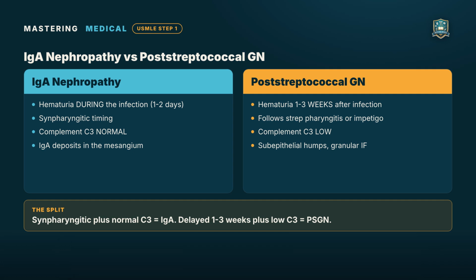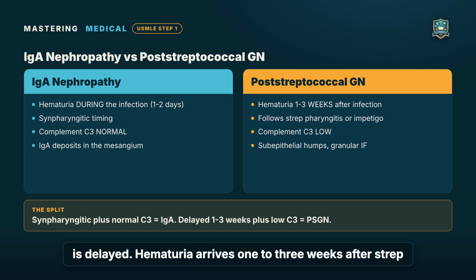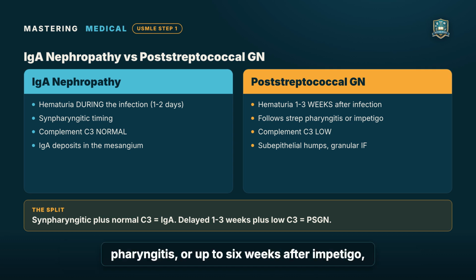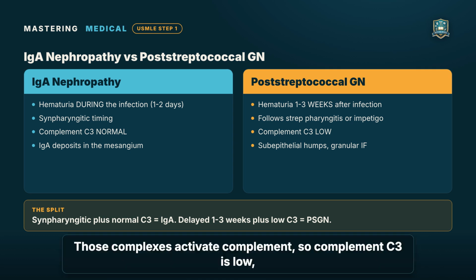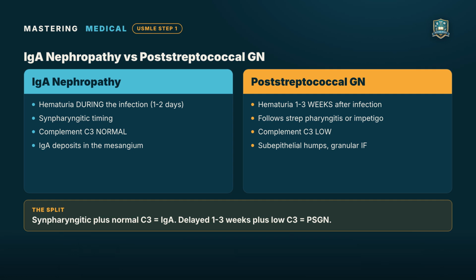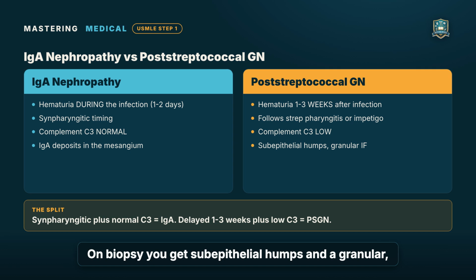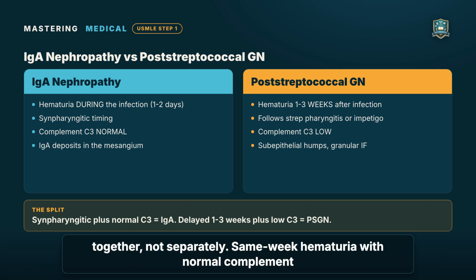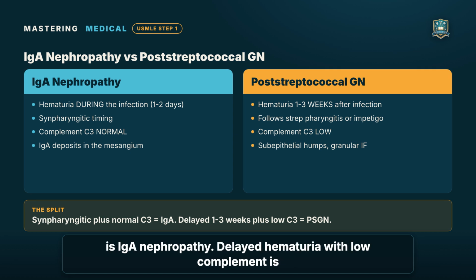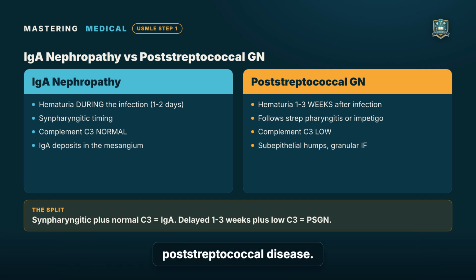Poststreptococcal glomerulonephritis is delayed. Hematuria arrives 1 to 3 weeks after strep pharyngitis or up to 6 weeks after impetigo, because it takes that long to form and deposit the immune complexes. Those complexes activate complement, so complement C3 is low and it recovers over 6 to 8 weeks. On biopsy, you get subepithelial humps and a granular, lumpy-bumpy immunofluorescence pattern. Use timing and complement together, not separately. Same week hematuria with normal complement is immunoglobulin A nephropathy. Delayed hematuria with low complement is poststreptococcal disease.